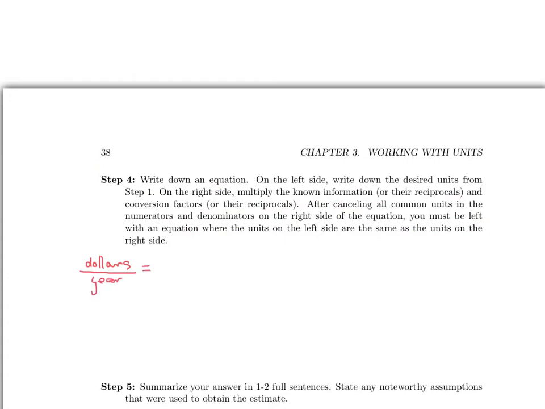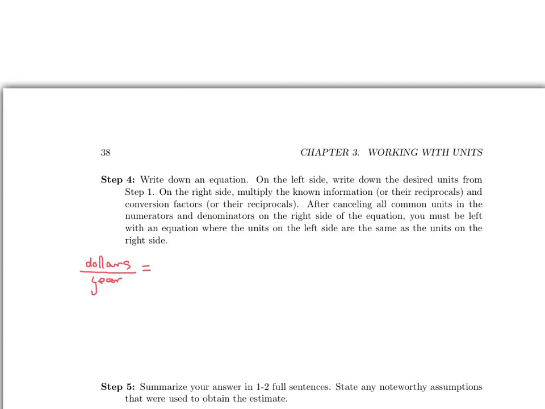On the right side of the equation, we are going to be multiplying all of those fractions that we wrote down in steps 2 and 3. So how do we start? Getting started is the hardest part. One way to help you get started is to look at what unit appears in the numerator on the left side. It's dollars. So let's start with dollars.